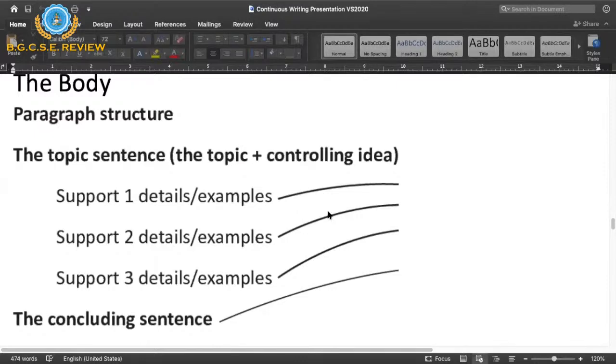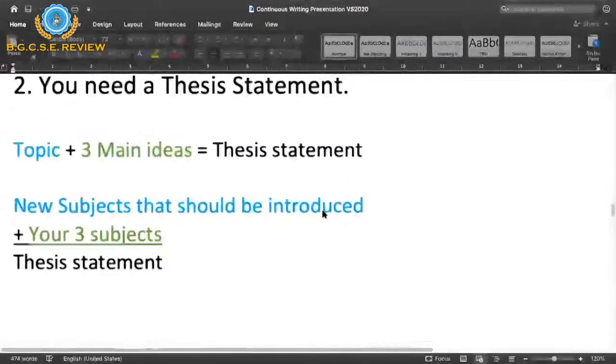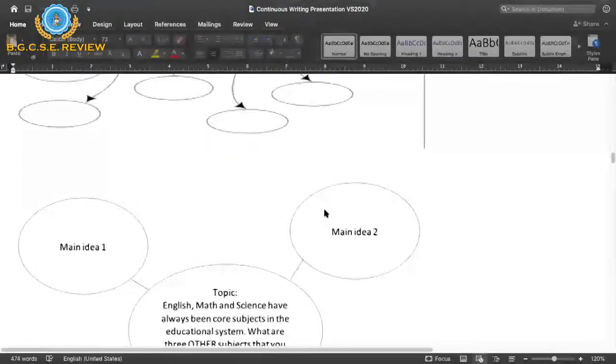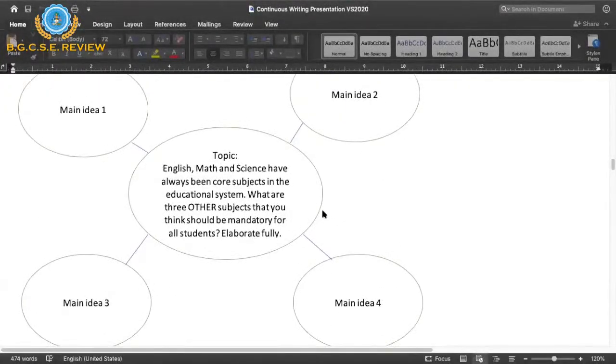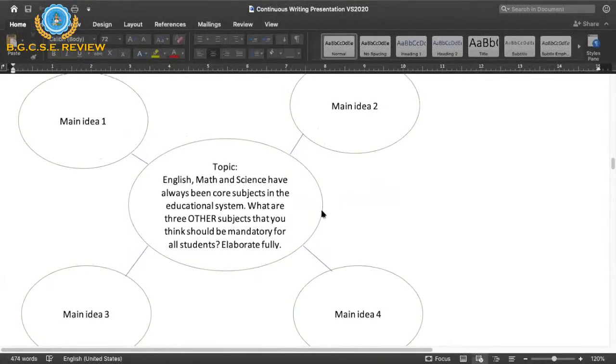So we have more things to cover, but I'll stop right there for today. If you have any questions, please ask them now. Remember, tonight you are going to write one body paragraph, okay? One of these, which is supporting details, and your concluding sentence on one of the subjects. Whether you chose PE, whether you chose consumer science, I wrote down some of your ideas. Some of you said history. Okay, it should be mandatory.